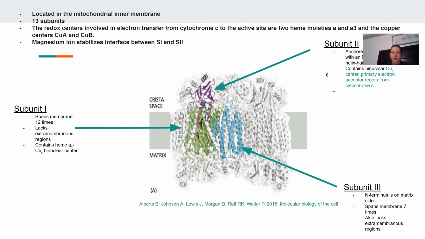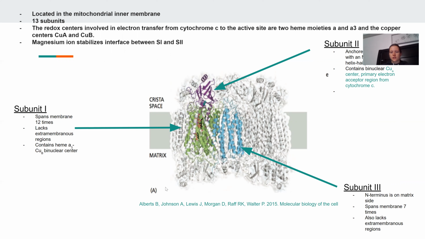It is located in the mitochondrial inner membrane, and in its active form, it's a dimeric protein and also a transmembrane protein. The redox centers involved in the electron transfer from cytochrome C to the active site are the two heme moieties A and A3 and the copper centers CuA and CuB.